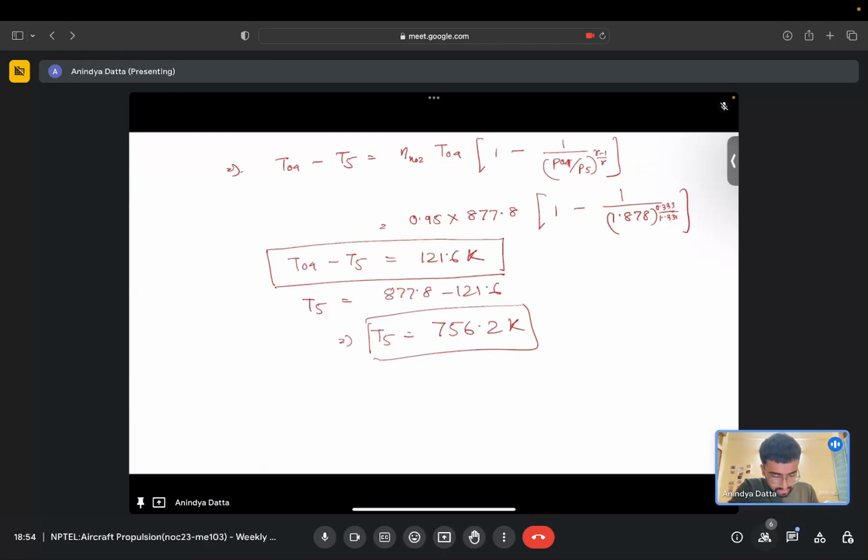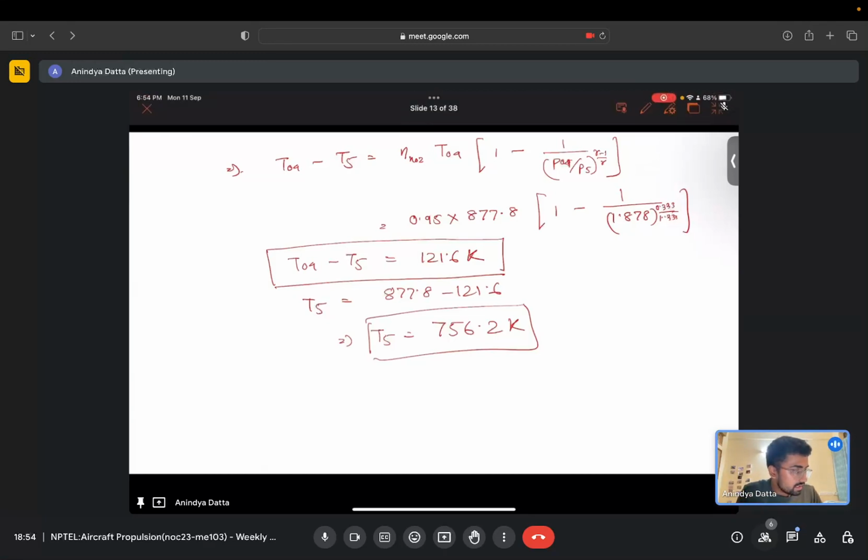Is this clear till this point? Okay, so now this part is similar to the last problem. We are finding parts B and C of the last problem: the actual static temperature at the exit of the nozzle, using the nozzle isentropic efficiency and the pressure ratio, right? After that we can compute the velocity.